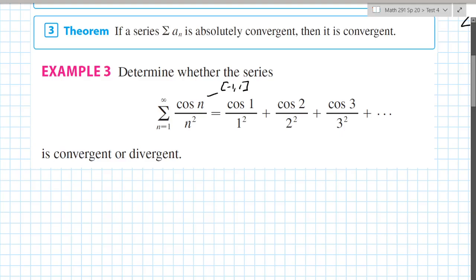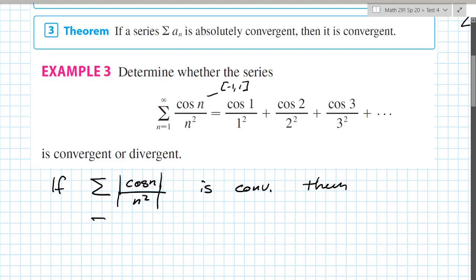So what we're going to say is, using our absolute value, we know if it's absolutely convergent, then this is convergent. So if this one is convergent, then this one is convergent as well.